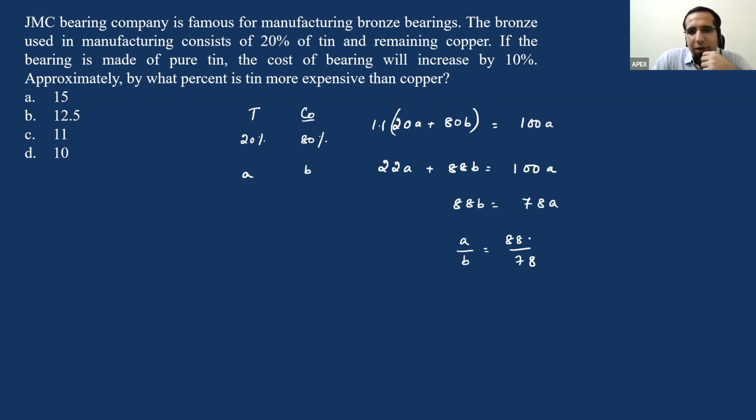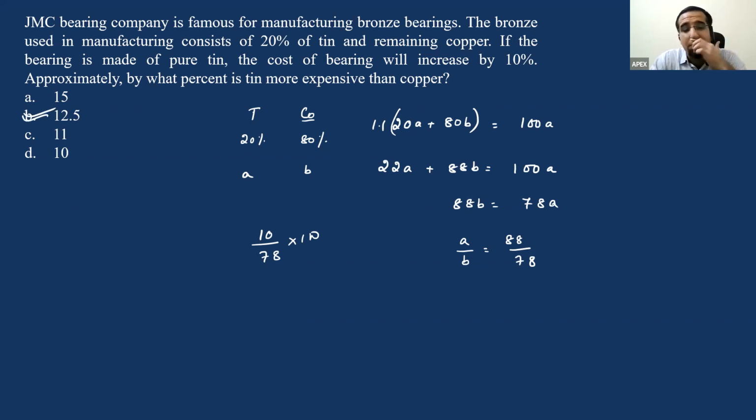Clear? Right? So by what percentage is tin more expensive than copper? Copper is B and tin is A. So that's 10 more expensive than copper, that is 10 by 78 multiplied by 100. So 10 by 78, I think, is close to 10 by 80, right? 10 by 80 is 1 by 8, and 1 by 8 is going to be 12.5%, and that should be your answer approximately. So 12.5 should be your answer.